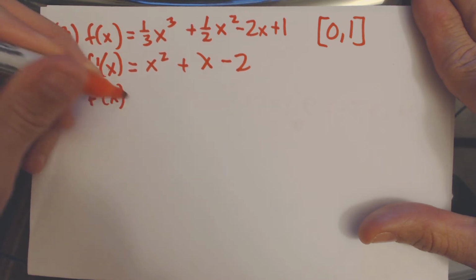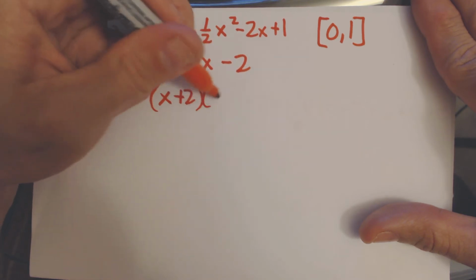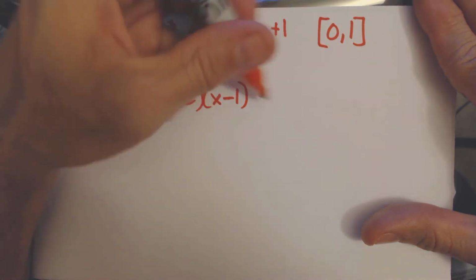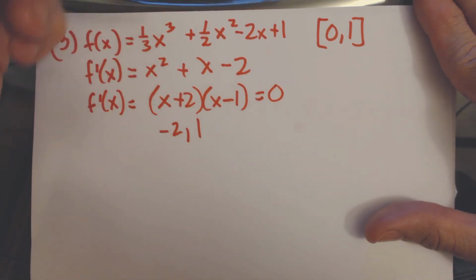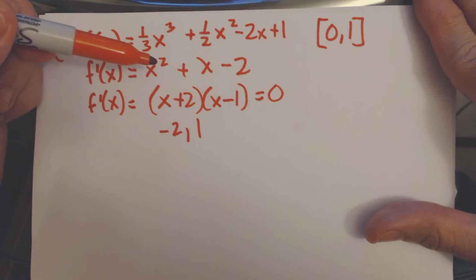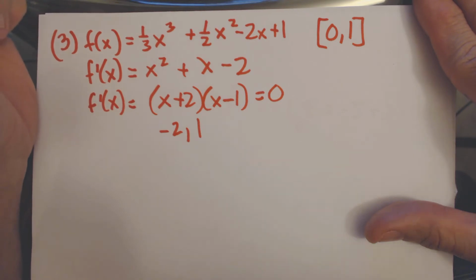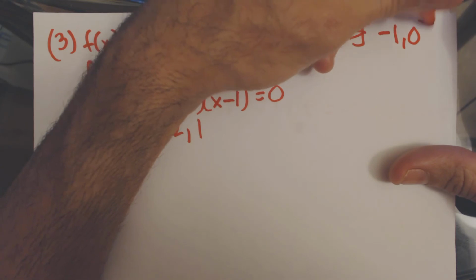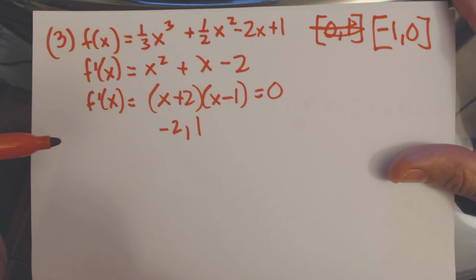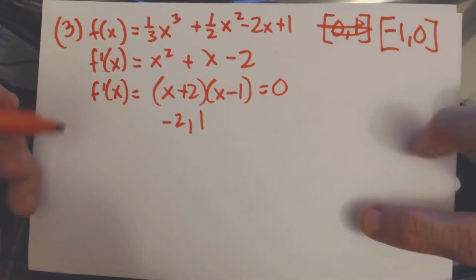Factoring this and setting it equal to 0, we're going to get x plus 2, x minus 1. So the critical values are negative 2 and 1, but negative 2 falls outside of the interval. The interval is actually, sorry, I wrote the interval down wrong. It's negative 1 and 0. 1 falls outside of this, and so does negative 2. So neither of these critical values come into play in this interval as far as us identifying the absolute extrema, so we can ignore them.